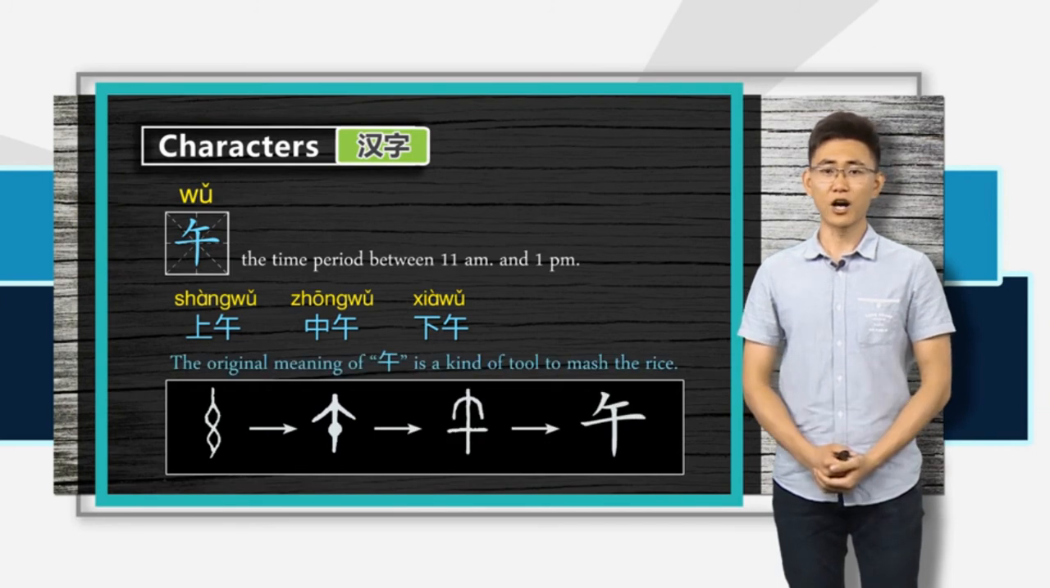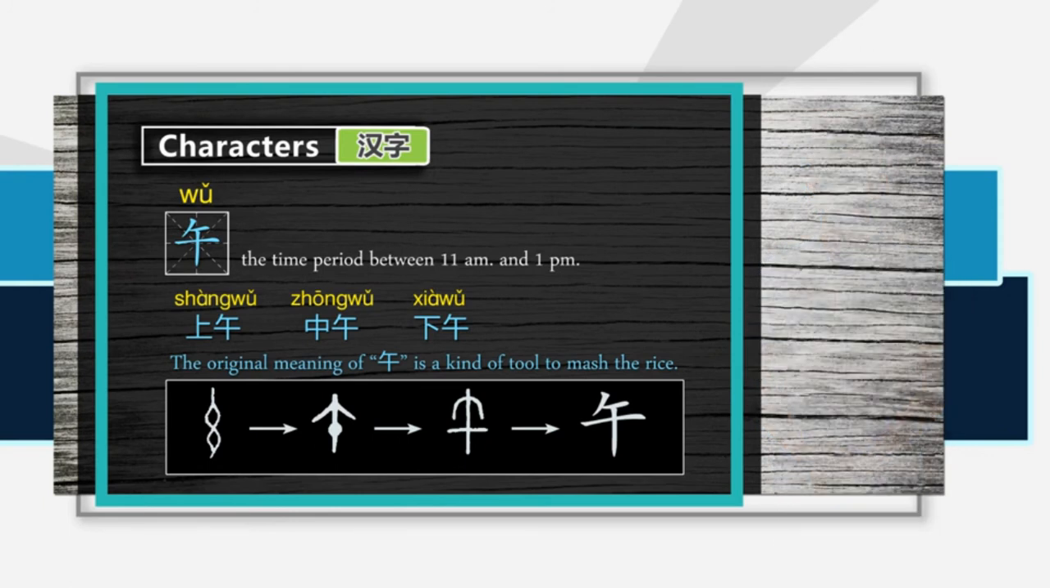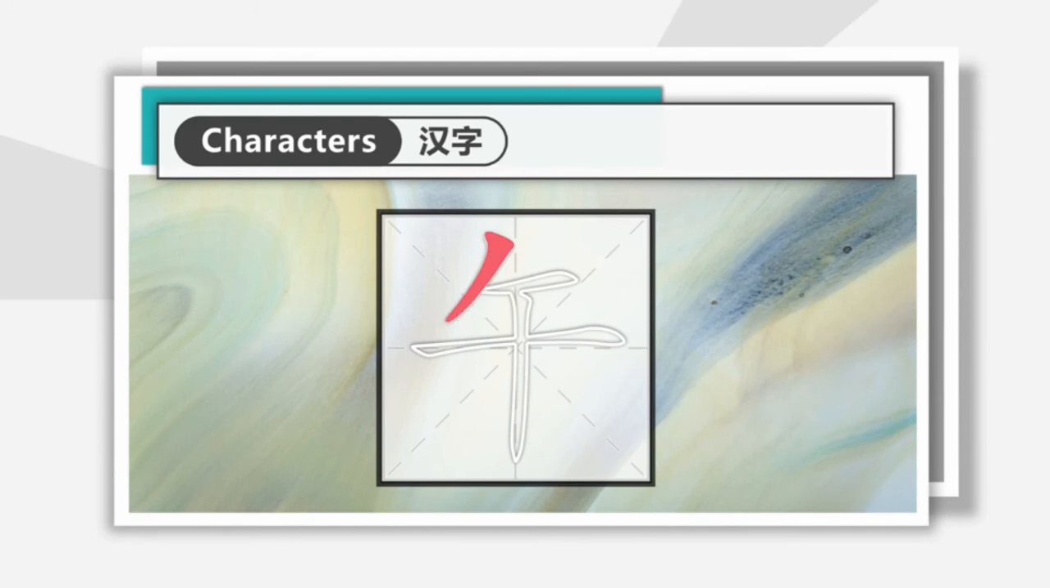The original meaning of 午 is a tool to mash rice. Later, it is borrowed to indicate order. And now, it refers to time. Let's look at how to write it in modern Chinese. It's easy to write a single component character, right?